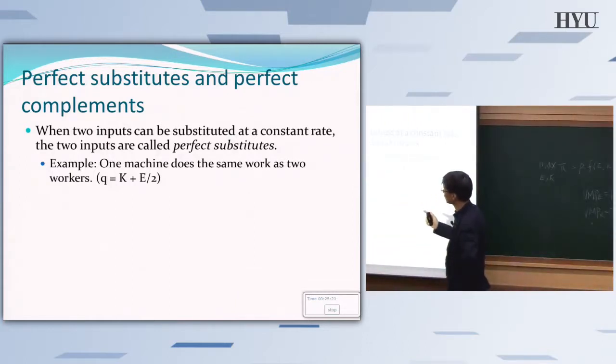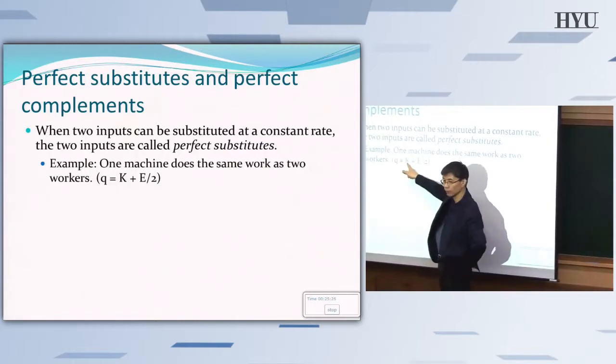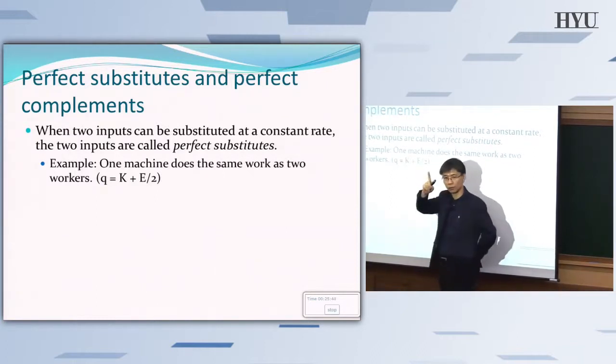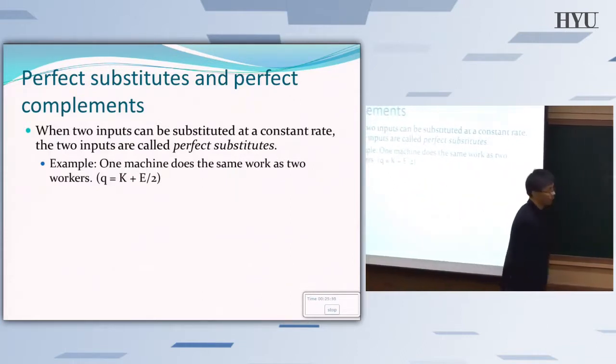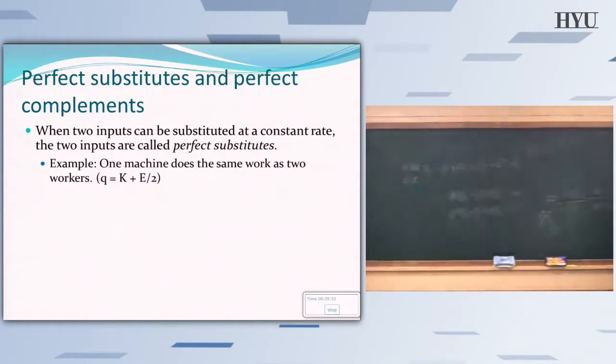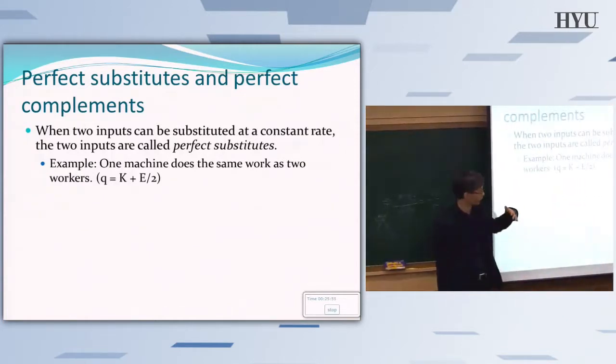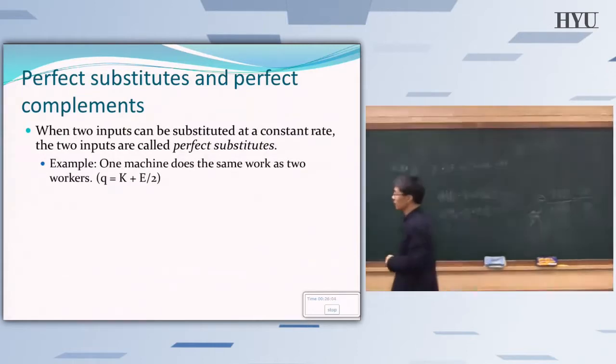So in this case, say one machine does two people's work. Then your output Q is K plus E divided by 2, which means that if you have 0 and 2, or 1 and 0, basically you have the same thing. If you put 0 and 2, then you have one output. And if 1 and 0, then you have just one output. It's the same. So if you think about it, it's an equation of a line. So if you draw an isoquant curve, you will see that it is just a straight line.